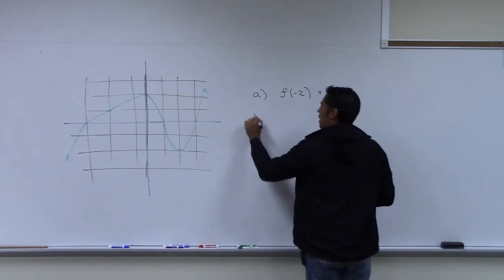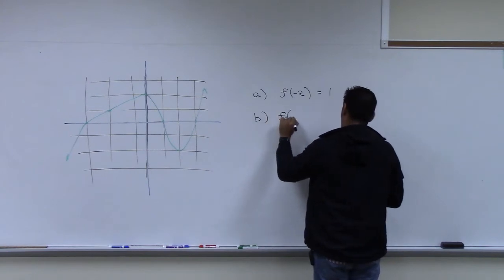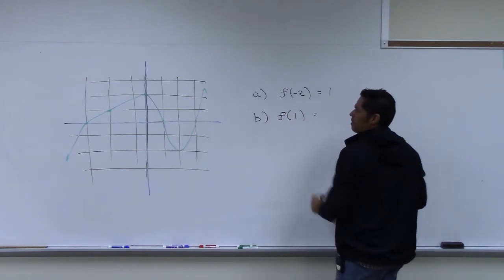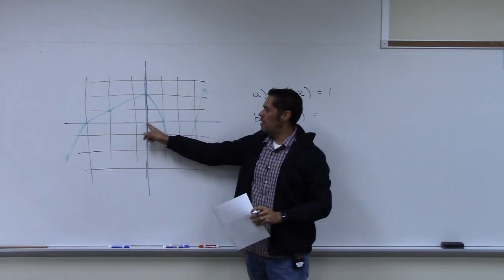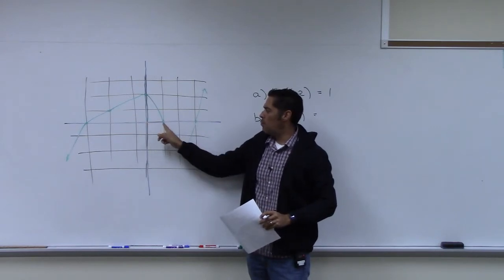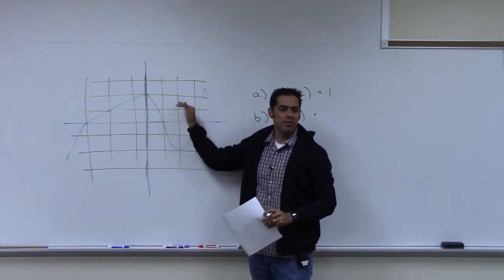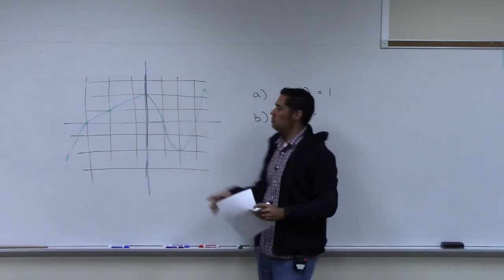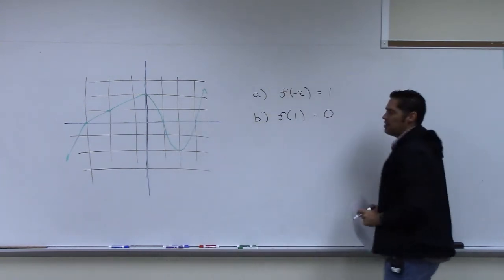How about part B? F of 1. Same thing. You go to the x-axis, you go to 1, and you figure out how high your function is. So what is it? 0. It's on the x-axis, right?